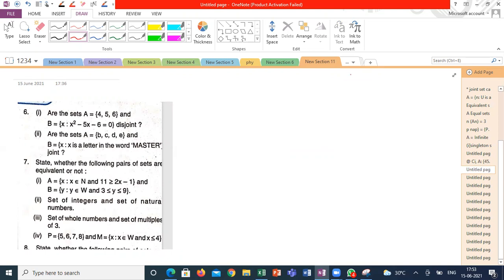Not a disjoint set. B, C, D, Sir, E. Actually it is a disjoint set, sir. How disjoint, man? Sir, because that is in small letter, this is in capital letter, sir. This is lowercase, this is uppercase. Yes, sir. So definitely it is disjoint sets.